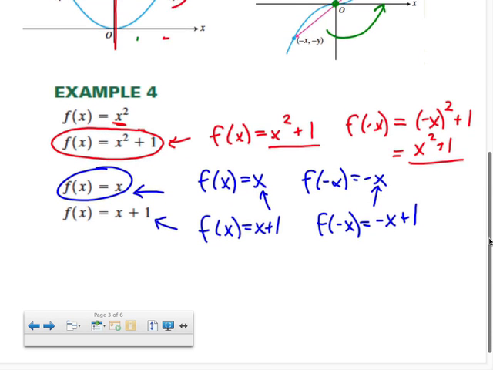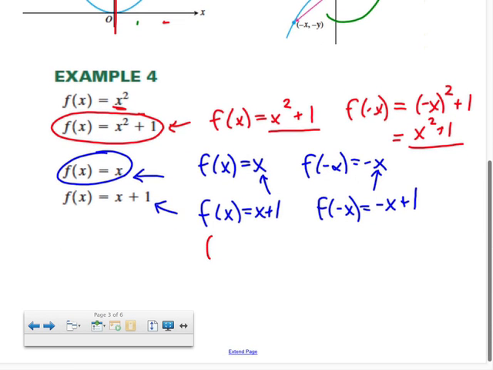And if you just try a number, you'll see. If I plug in 4, I get 5. When I plug in negative 4, I get negative 3. So those are not opposite answers. And so it's neither odd nor even.